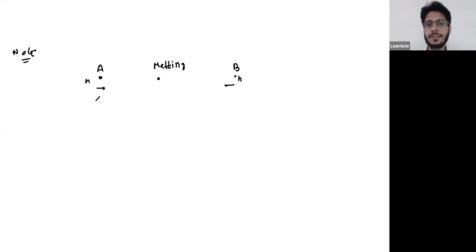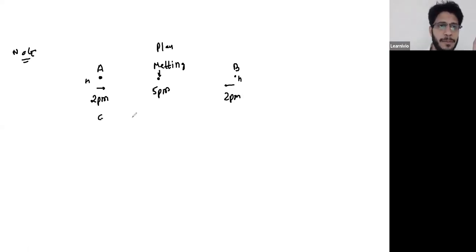Both start simultaneously. Both start simultaneously means both start from their home at the same time. Like if A left his home at 2 p.m., then B left home exactly at 2 p.m. Both leave their homes at the same time. This is the place of meeting. Let's say they meet at 5 p.m. They can meet at 5 p.m. only if both reach this point at 5 p.m. simultaneously. The meeting is possible only if both reach the point of meeting at the same time.